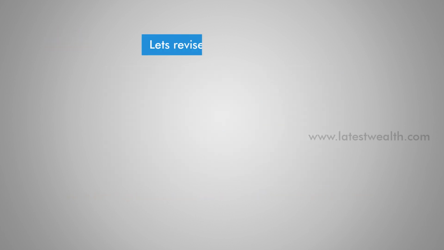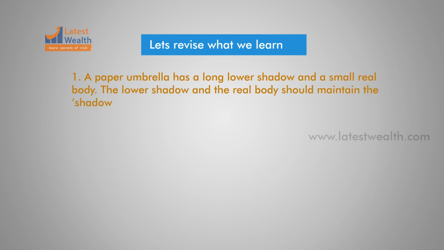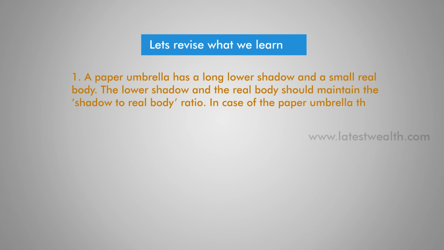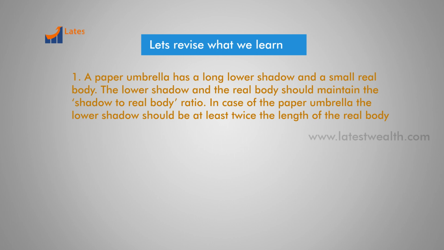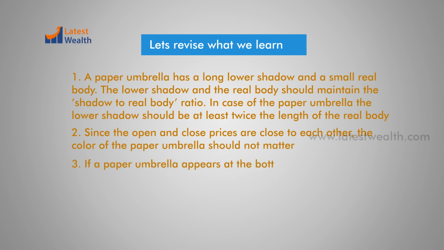My dear friends, let us revise what we learned today. 1. A paper umbrella has a long shadow and a small real body. The lower shadow and the real body should maintain the shadow to real body ratio. In the case of the paper umbrella, the lower shadow should be at least twice the length of the real body. 2. Since the open and close prices are close to each other, the color of the paper umbrella should not matter.